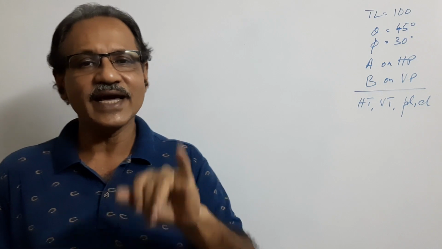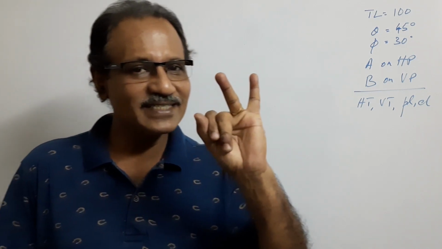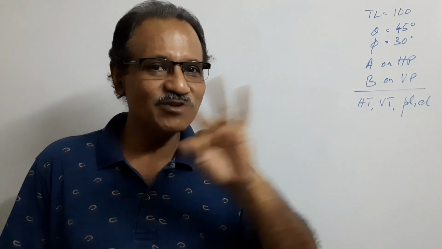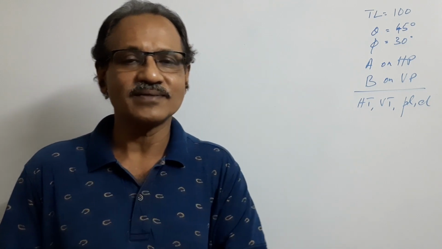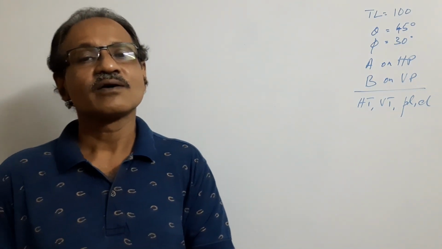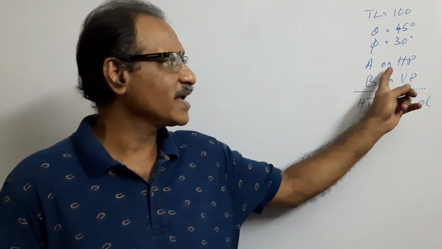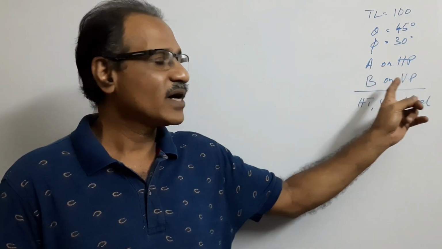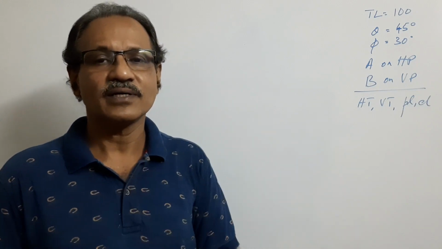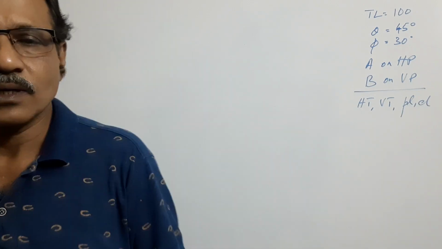There are in fact 4 options. You can keep the line in the first quadrant, the second quadrant, the third quadrant, or the fourth quadrant. 4 possible solutions are there if the question is generalized. They say A is on HP, B is on VP. In which quadrant, it is not mentioned.